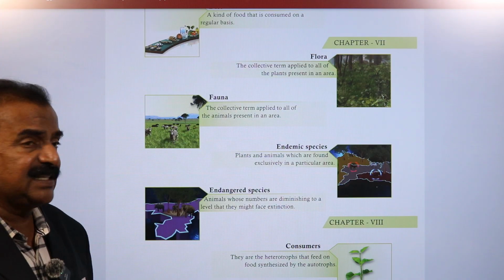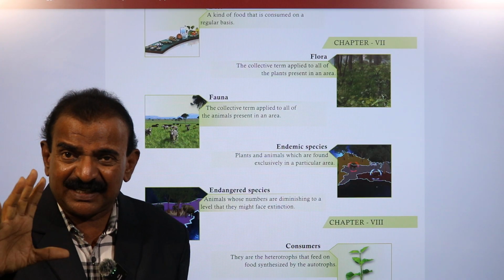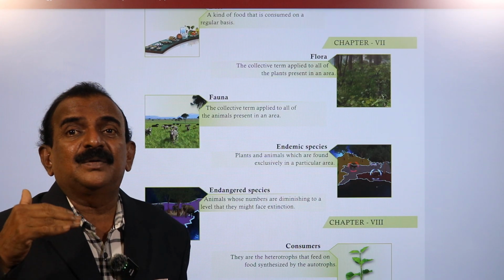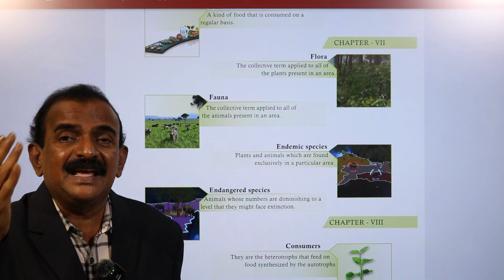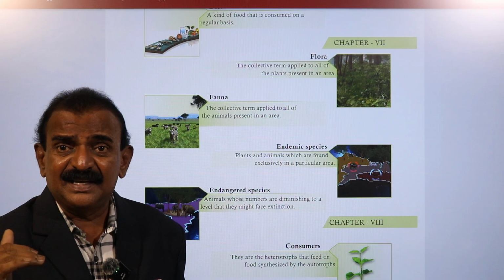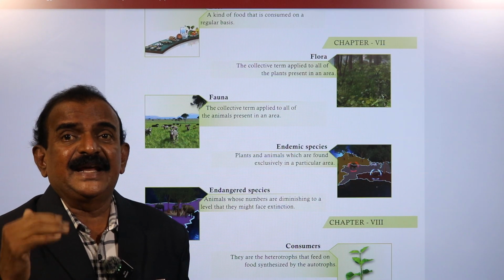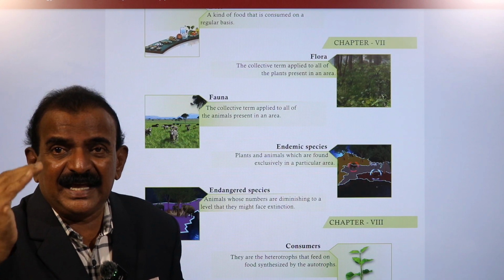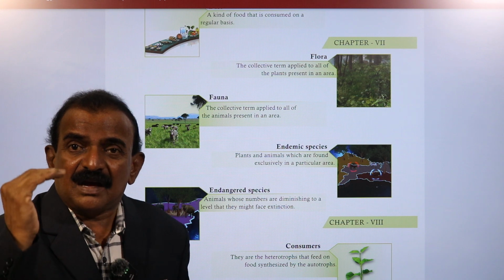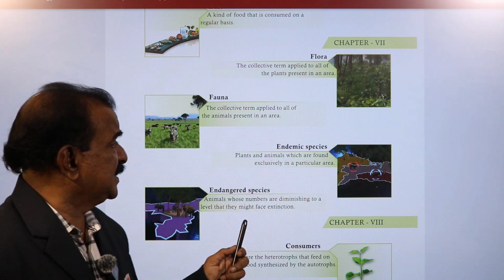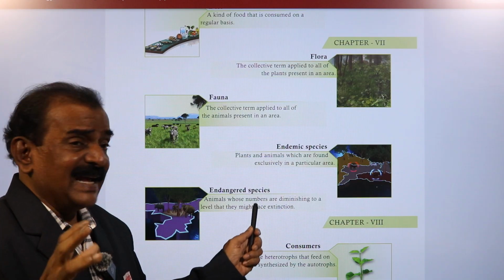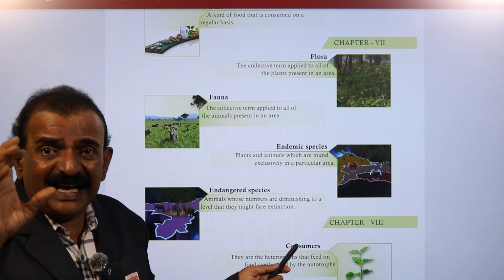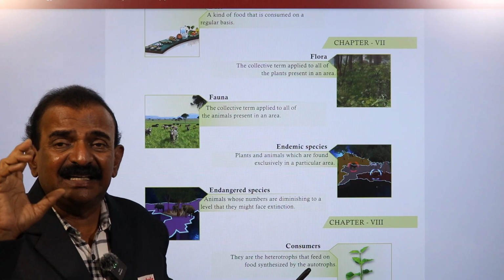And endemic species. Endemic species are a special type of living organism present in certain areas of the world. For example, polar bears, penguins and kangaroos live and survive only in certain areas of the world, and these animals are called endemic species.